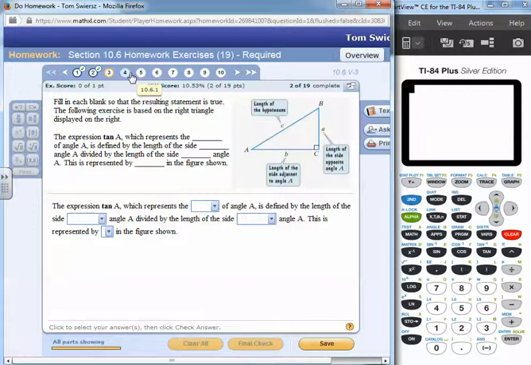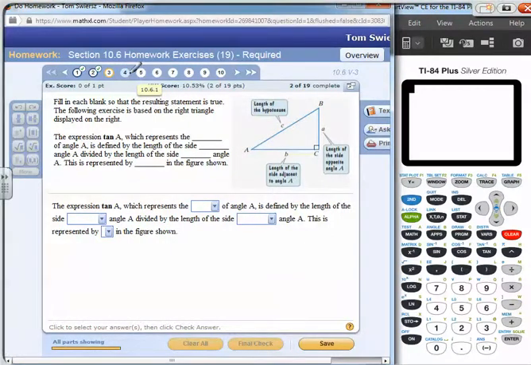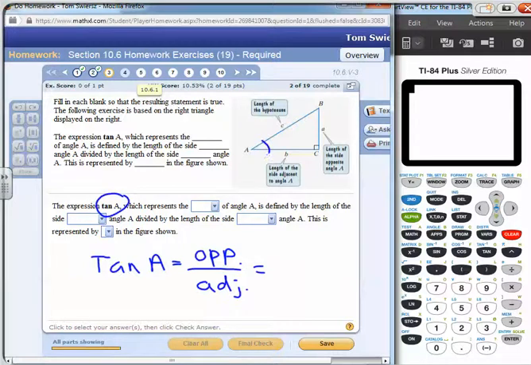Number 3, fill in the blank so that the resulting statement is true. Tangent of A, remember TOA, tangent of angle A is equal to, always, tangent is defined to be the side opposite over the side adjacent. So no hypotenuse. So with respect to angle A here, the side opposite is A, right? And the side next to it, the leg next to it, is B. We don't use the hypotenuse. It's opposite over adjacent. So it's A over B.